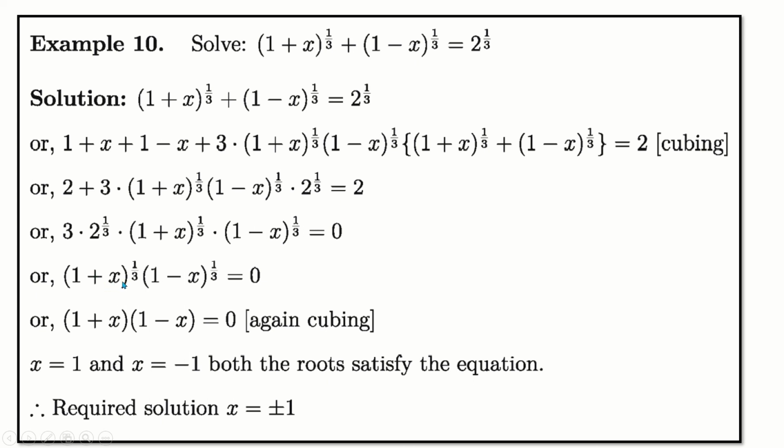Here will be 1 plus x to the power 1 by 3 or 1 minus x to the power 1 by 3. Again, cubing on both sides, we will get 1 plus x into 1 minus x. Therefore, x is equal to 1 or x is equal to minus 1. When we put x is equal to 1, left side and right side will be same. Also, when x is equal to minus 1, we will get left hand side and right hand side are same. So x is equal to plus minus 1 are the required solutions.